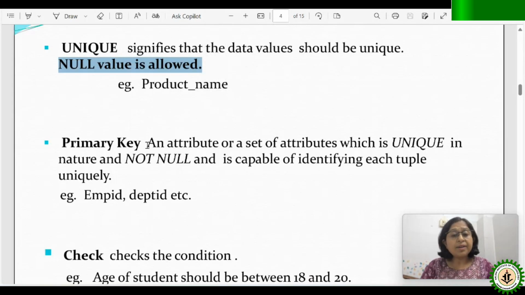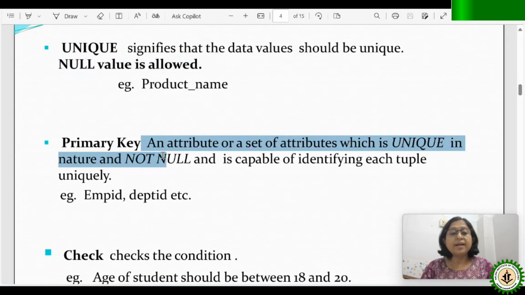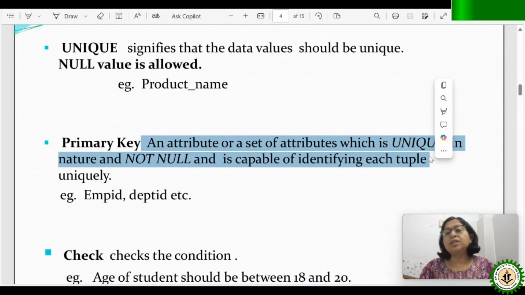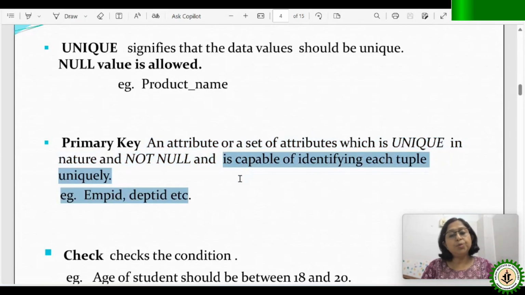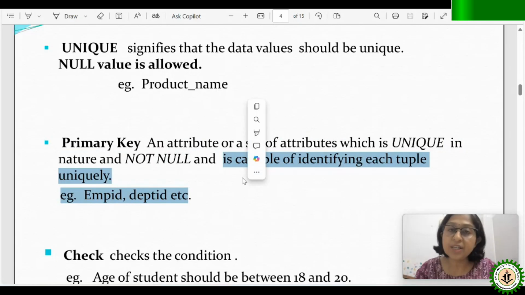So now again we are revisiting very shortly the definition of primary key. It goes like this. It's an attribute or a set of attributes which is unique as well as not null in nature. And definitely the primary key is capable of identifying each tuple uniquely. Tuple means, you all know, we are talking about relational database. So each and every row of a table is called tuple. That means for an employee table, a tuple means an employee, right?